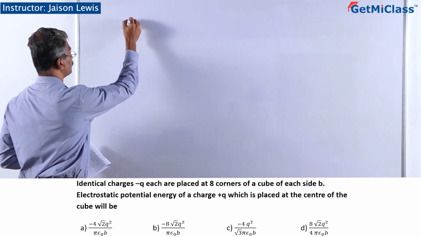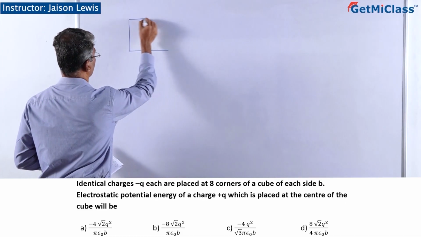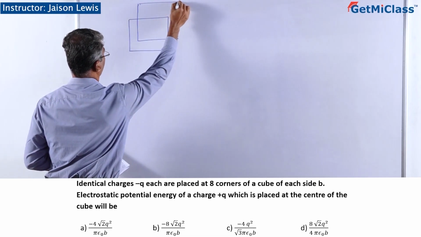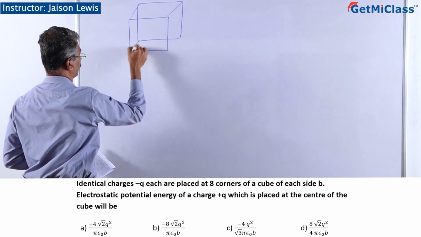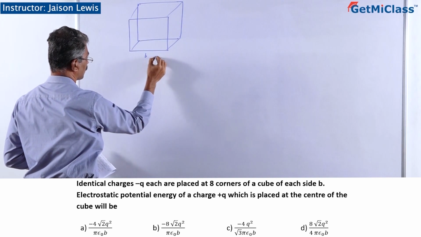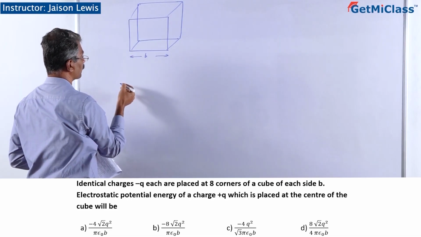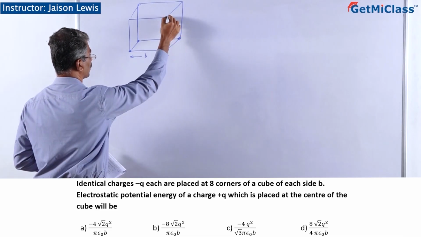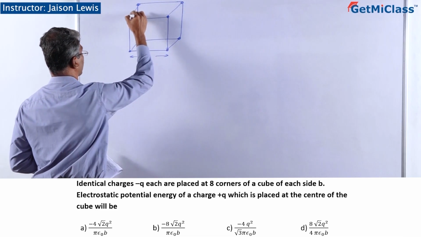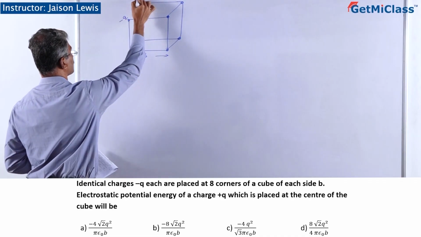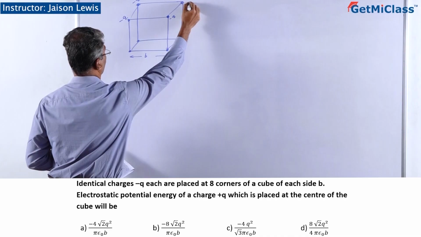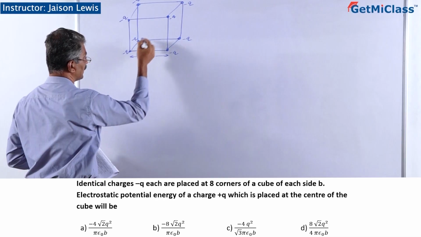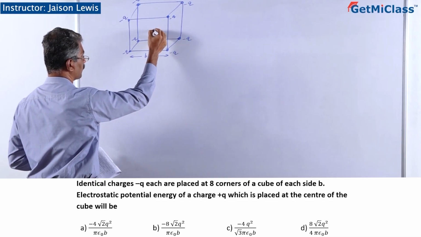So we have a cube, side is B. All the sides are equivalent, and at the 8 corners we have 8 charges. So these are the corners we can name. Let me write these charges are minus q, all the charges are minus q. And at the center of this cube we have a plus q charge.